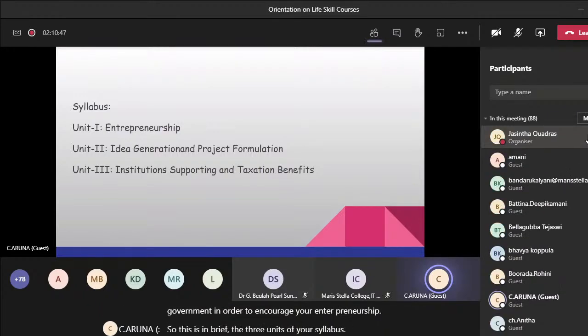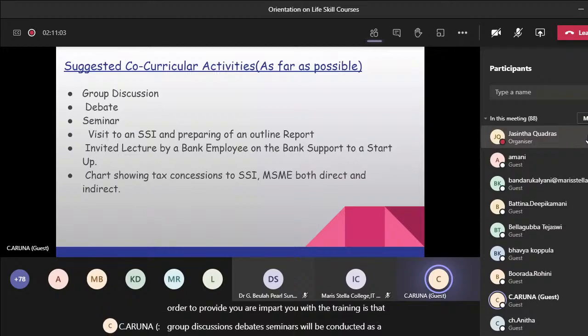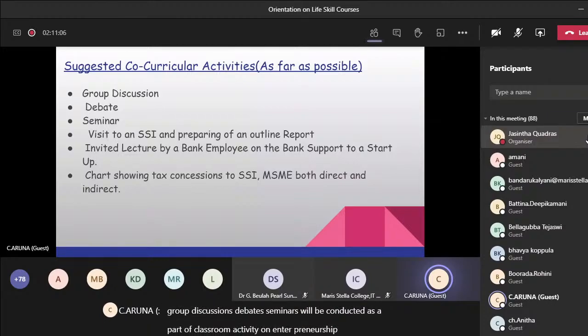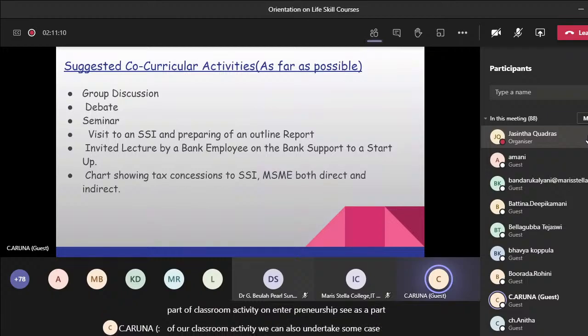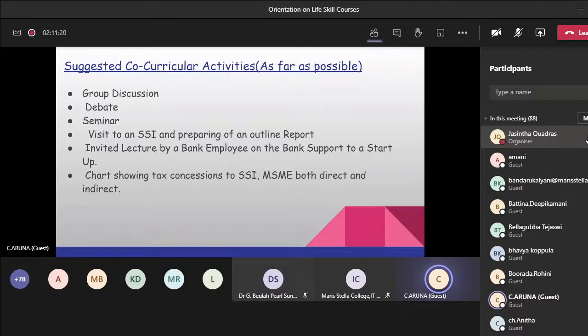Okay, and yes, in order to support our subject, we also need co-curricular activities. So what are such co-curricular activities in order to impart you with the training? Group discussions, debates, seminars will be conducted as a part of classroom activity on entrepreneurship. As a part of our classroom activity, we can also undertake some case studies on entrepreneurship. Definitely these case studies or instances of entrepreneurship will reinforce that idea of entrepreneurship in you.